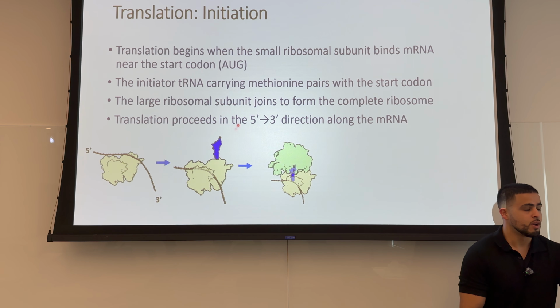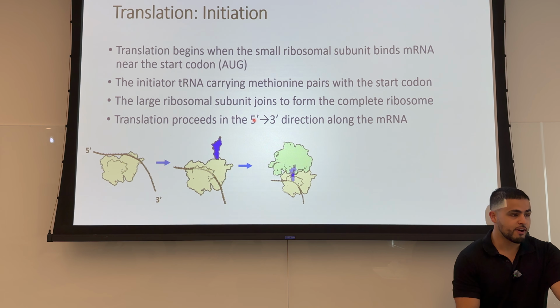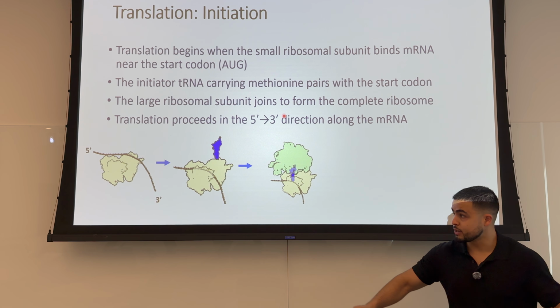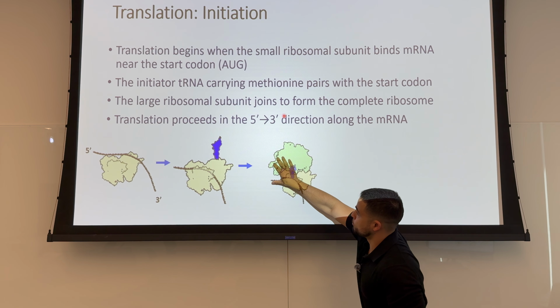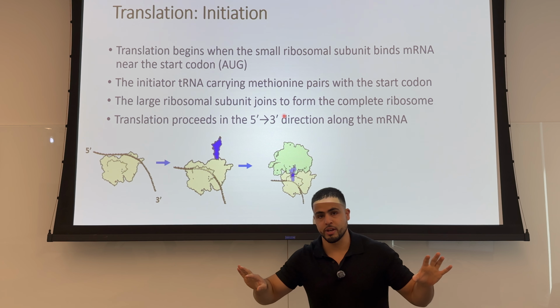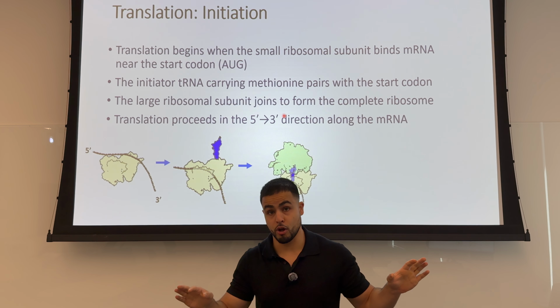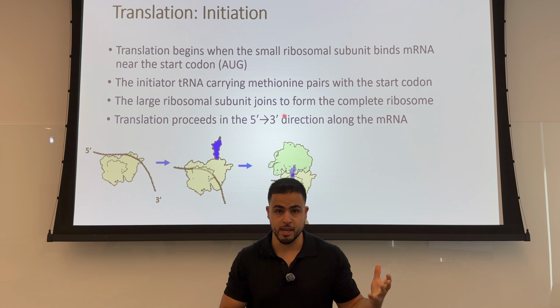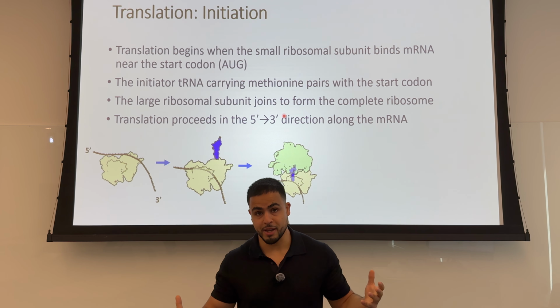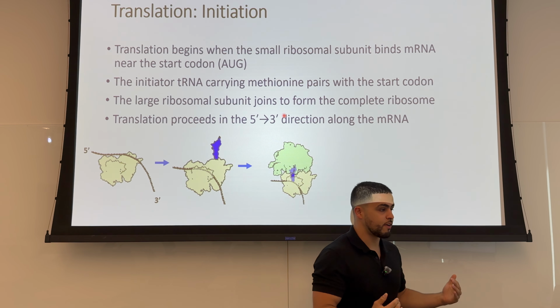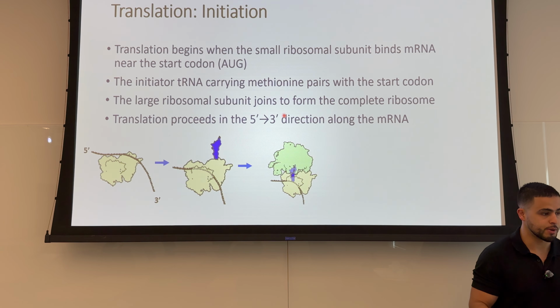All right, so translation will proceed from the 5' to the 3' direction. So as you can see right here, the ribosome is going to move in this direction. So contrast this with DNA polymerase and RNA polymerase in the process of replication and transcription respectively. They proceeded from the 3' to 5'. In this case, it's from the 5' to 3'.